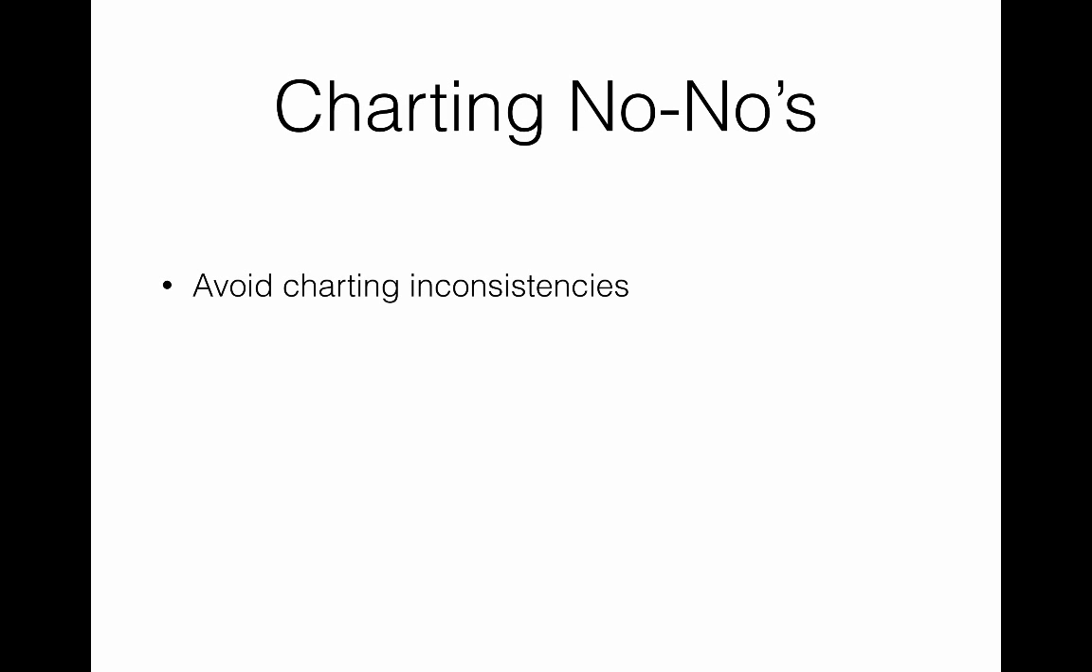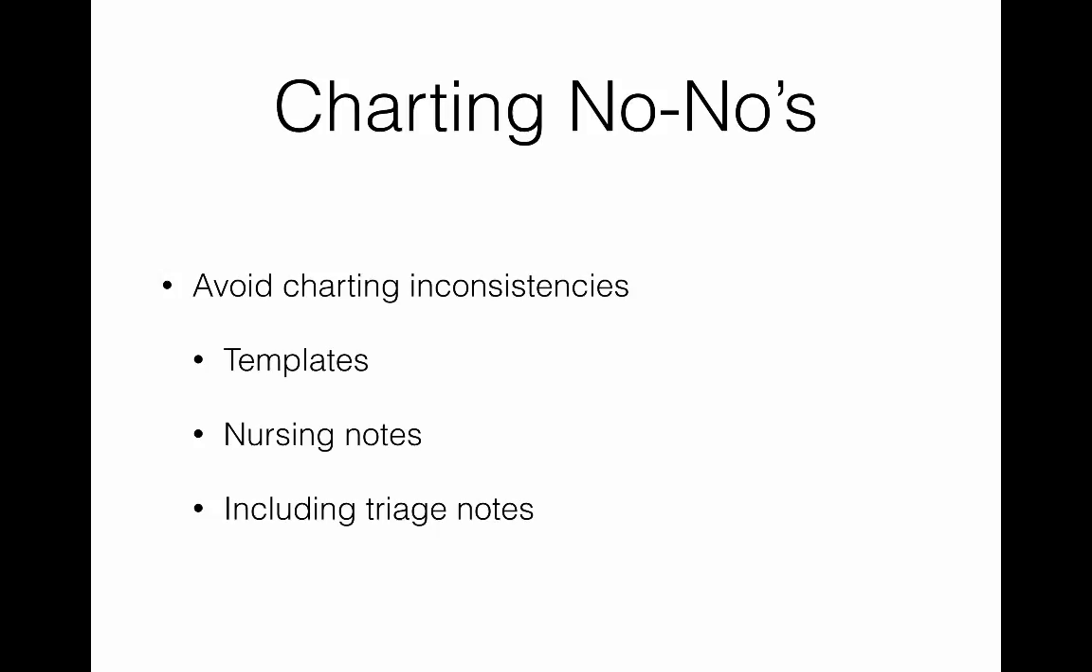So where I see most of the inconsistencies coming is either with templates, and obviously you know how I feel about that, or with the nursing notes, especially the nurse's notes in triage. What happens is, the physician picks up a chart, they look at the chief complaint, they go in and talk to the patient. Patient gives them the history but doesn't mention a key part of the history that they told the triage nurse, that the triage nurse documented.